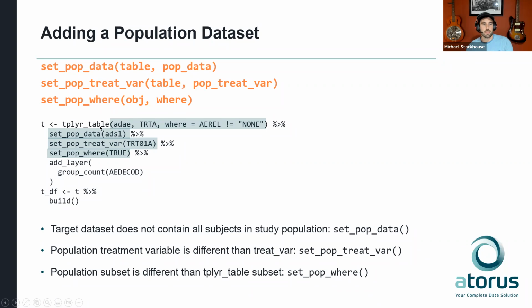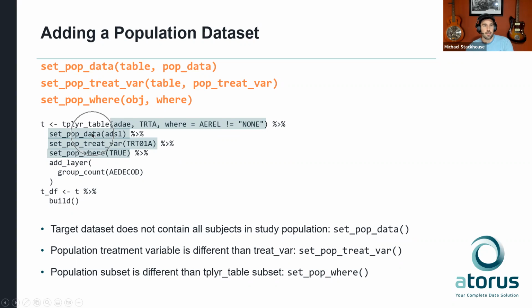But what's happening here is we have a tplyr table summarizing ADAE and TRT by TRTA, and we have this filter statement to say where AE rel is not equal to none. So we only want to look at adverse events that were related to the study drug.